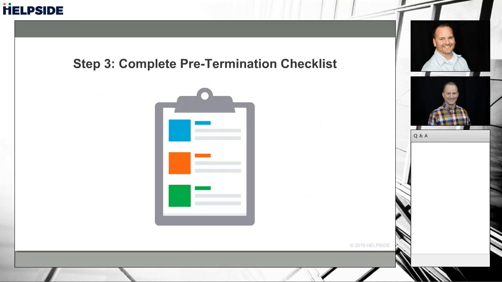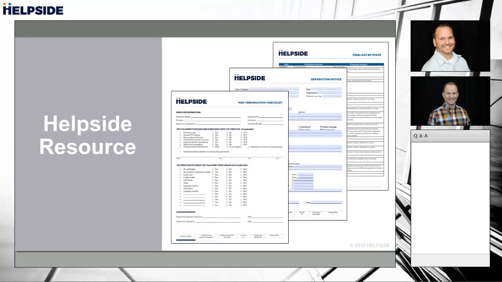The third step then is to complete the pre-termination checklist. And we've created a tool for you, actually several tools around this step, that will help you keep your cool, think clearly about your rights and what you want to do, and the rights of the employee. And in fact, Jeff, why don't you talk us through these three forms that we have as part of the checklist and the associated forms?